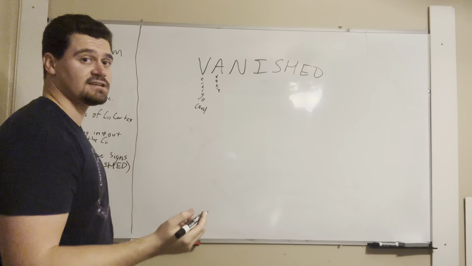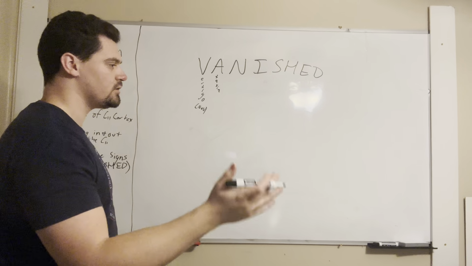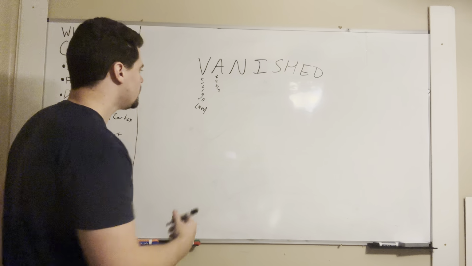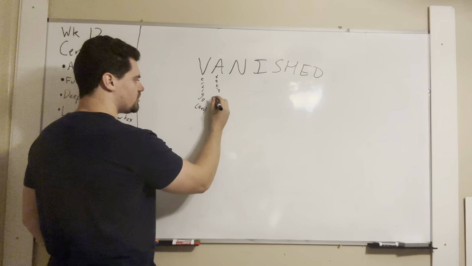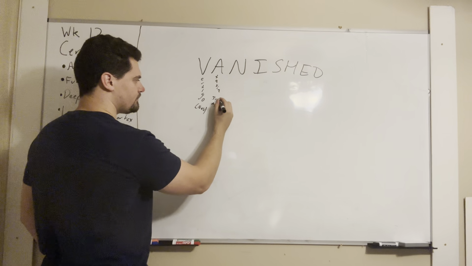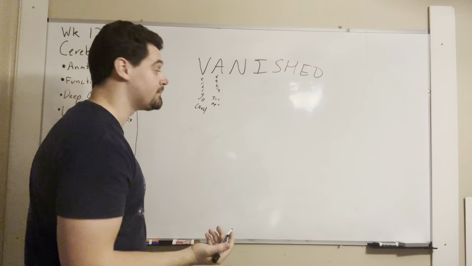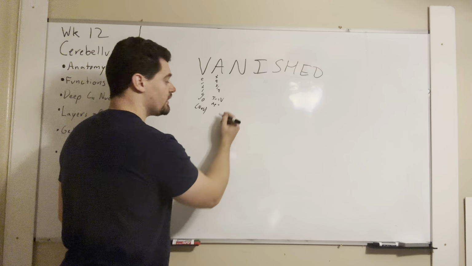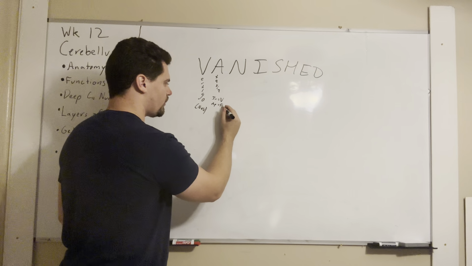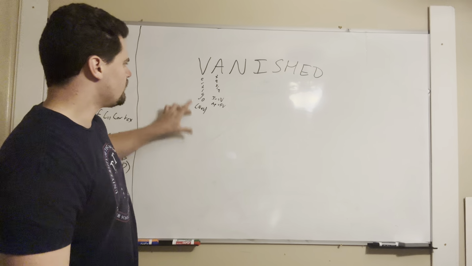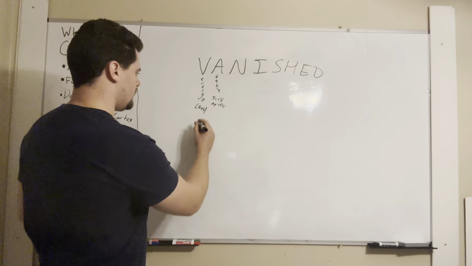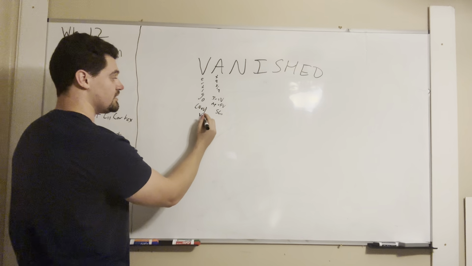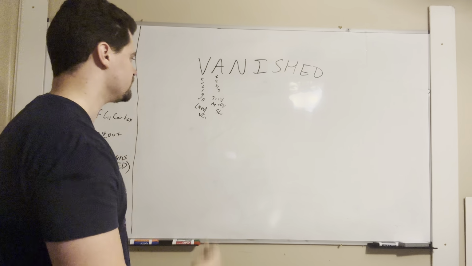Ataxia could be truncal, or it could be appendicular, more of our extremities. If it was truncal versus appendicular, what parts of the spinocerebellum would we be looking at? For the truncal, that would be our vermal area, right? And then the appendicular would be more of our paravermal area. And then vertigo, what part of the cerebellum would that mostly be related to? That would be more associated with the vestibulocerebellum, our vestibular nuclei.